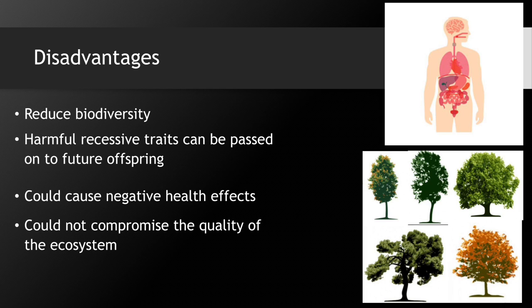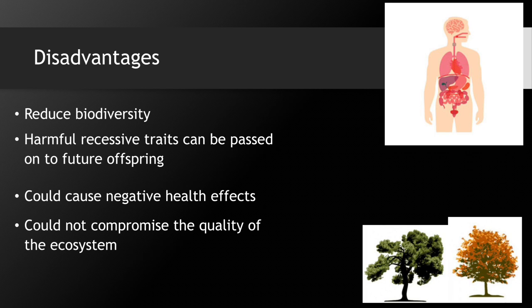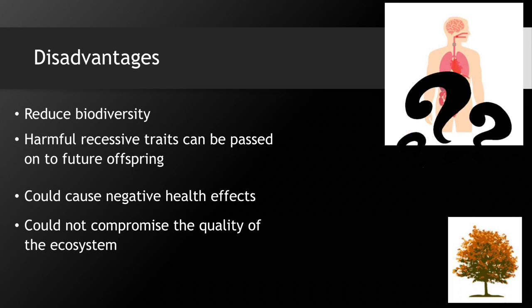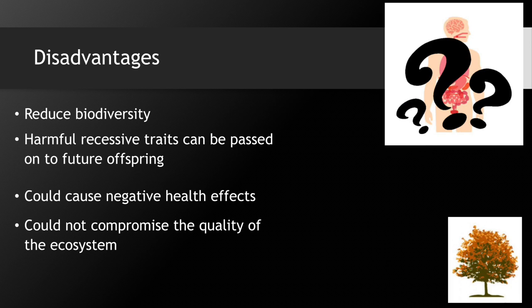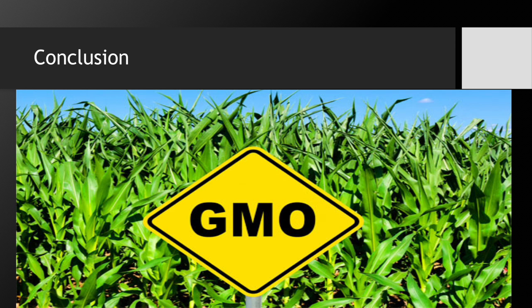But after all, these trees may also have some disadvantages. First, they may reduce biodiversity. Harmful excessive traits can be passed on to future generations. That could cause negative health effects, including on humans, plants, and animals. Planting GE plants cannot compromise the quality of the ecosystem. Although GE plants may have some disadvantages, as I've said before, overall I think fast-growing trees have more advantages.